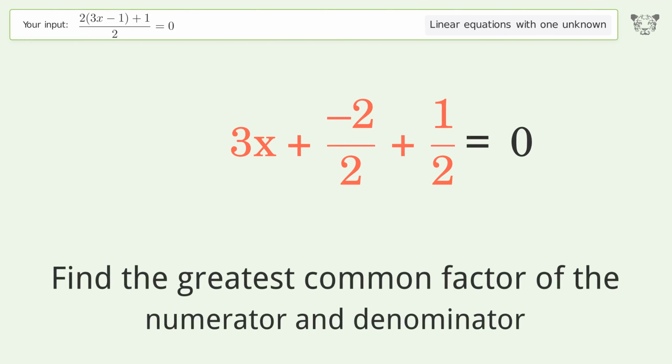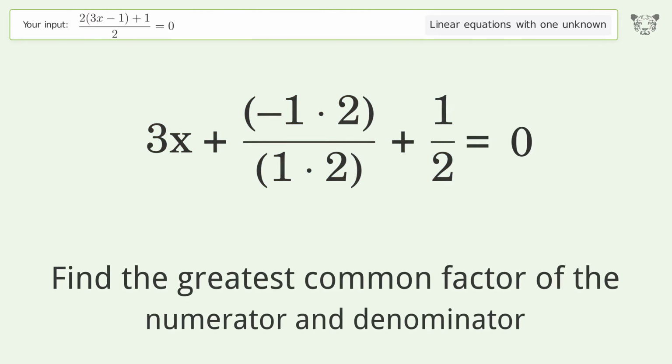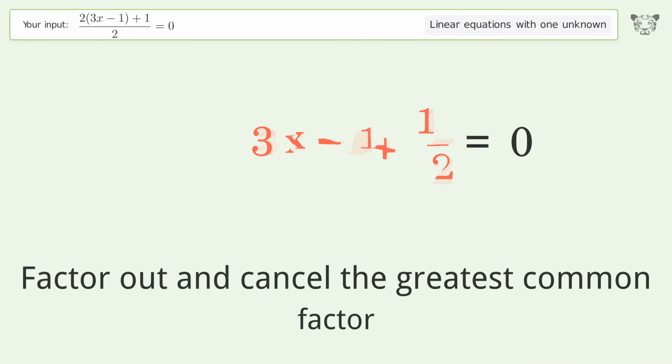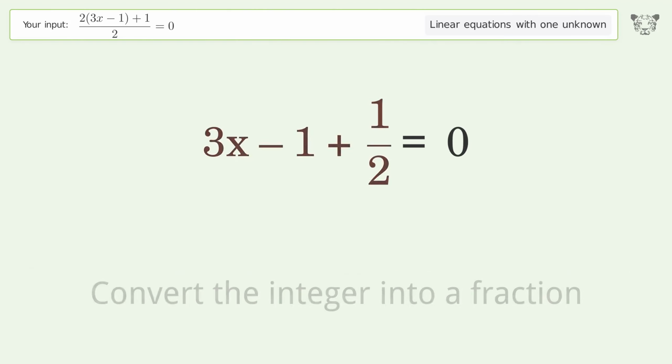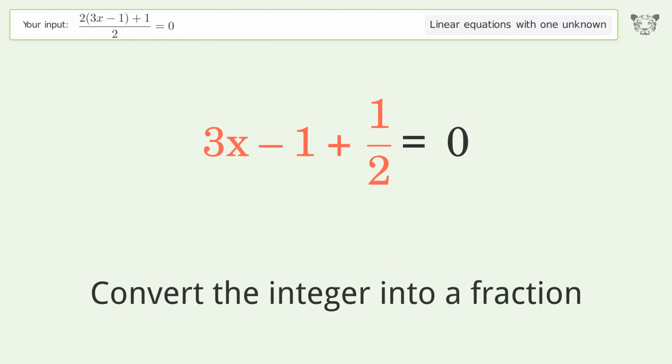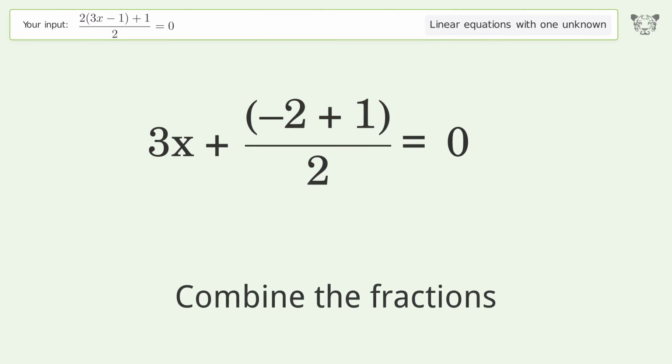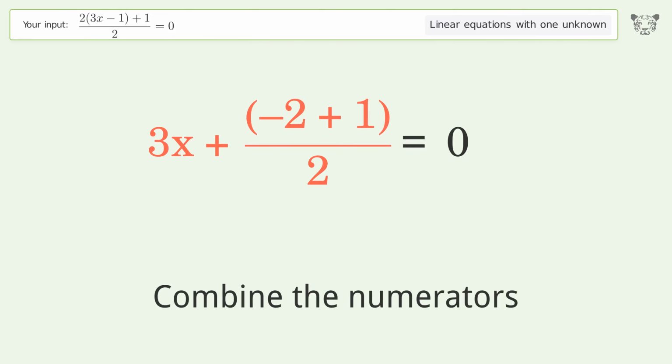Find the greatest common factor of the numerator and denominator. Factor out and cancel the greatest common factor. Convert the integer into a fraction. Combine the fractions. Combine the numerators.